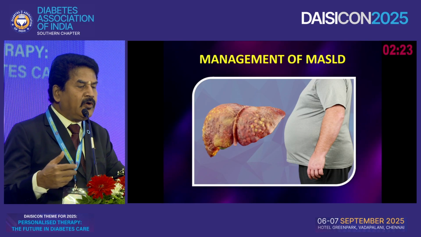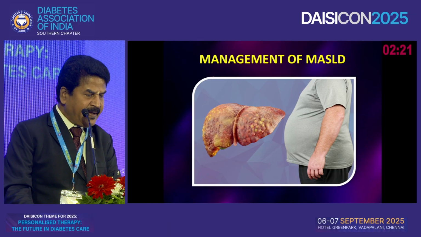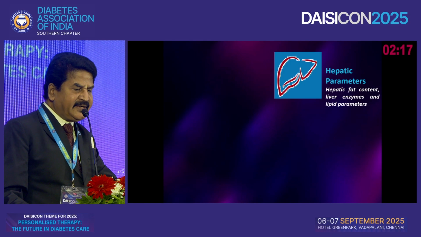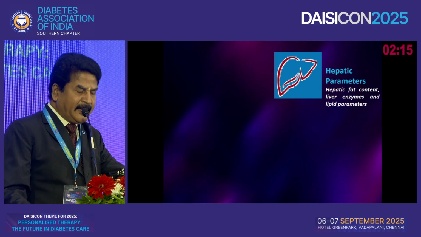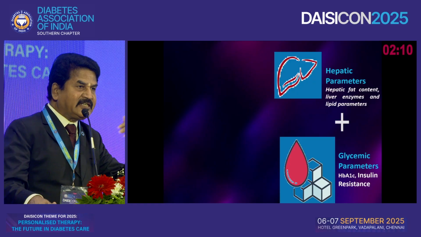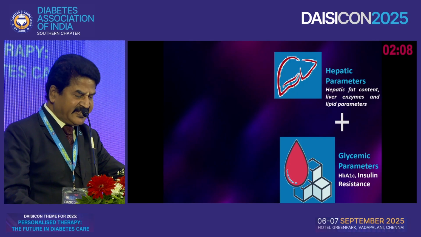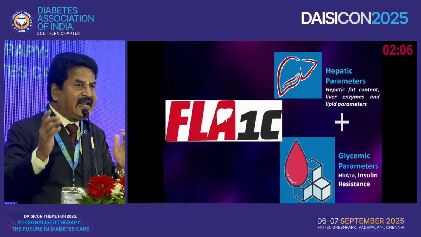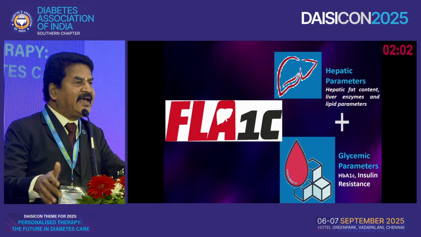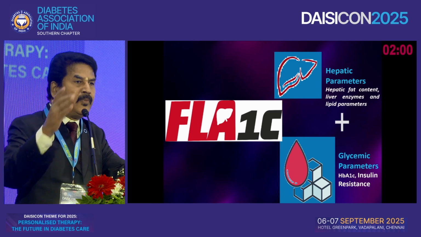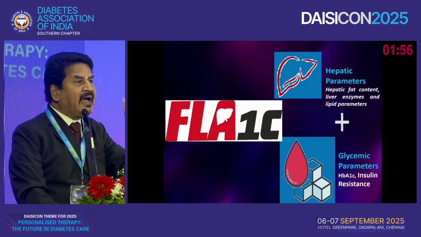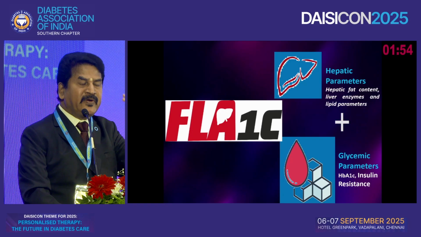So how will you manage? Management of MASLD. Hepatic parameters, hepatic fat content, liver enzymes and lipid parameters on one side, and glycemic parameters, HbA1c and insulin resistance on the other. What is it? FLA1c, fatty liver A1c. It signifies the importance of managing both conditions effectively and simultaneously to address them and prevent complications.